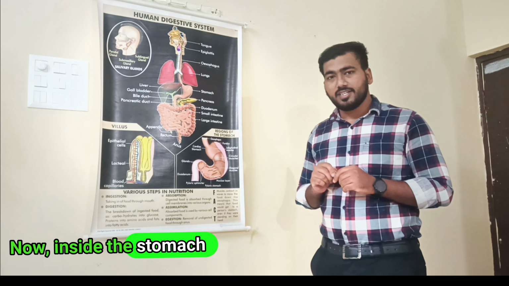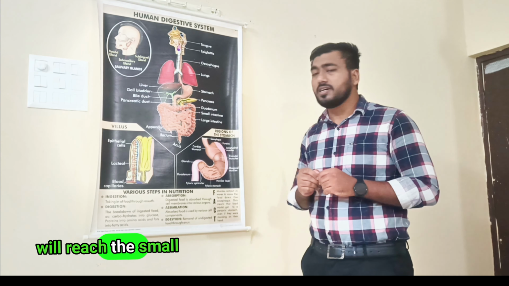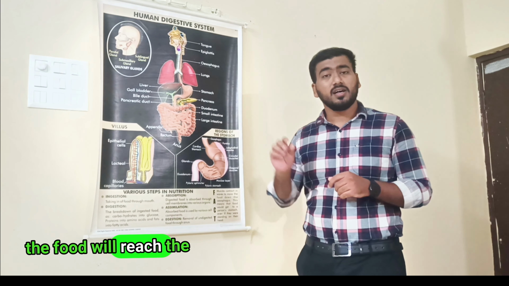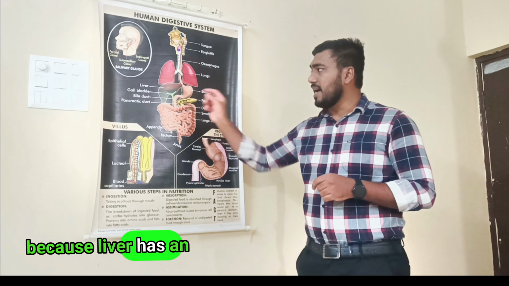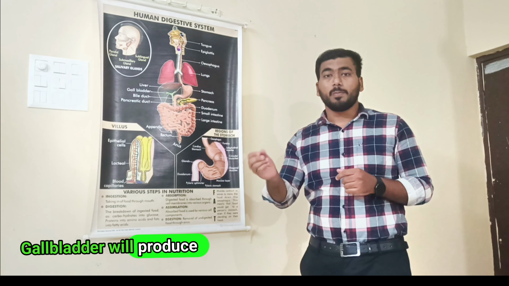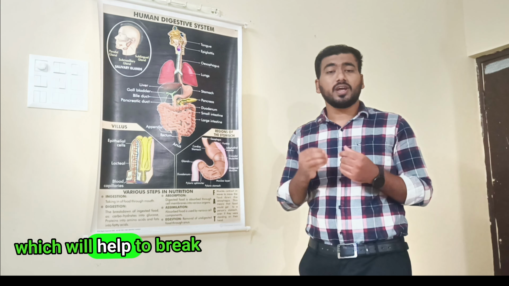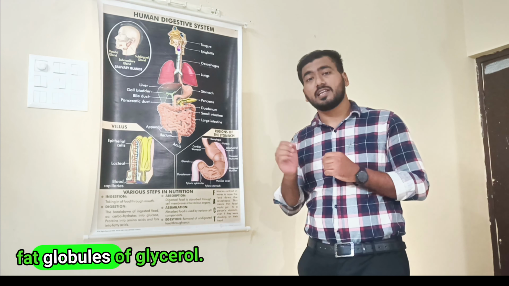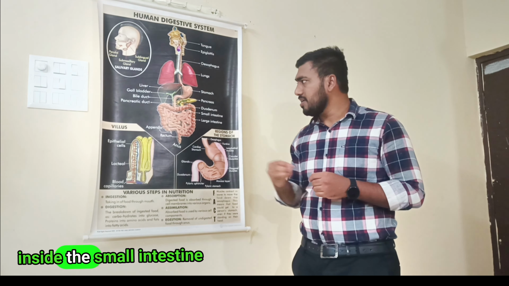Now inside the stomach, digestion will be done. After the stomach, the food will reach the small intestine. Here some other organs are there, like the liver, which is the largest digestive gland. The liver is also called the largest digestive gland because it has a part called the gallbladder. The gallbladder will produce bile juice. Bile juice is a digestive juice which helps to break down fats into smaller fat globules. The liver releases the bile juice inside the small intestine.